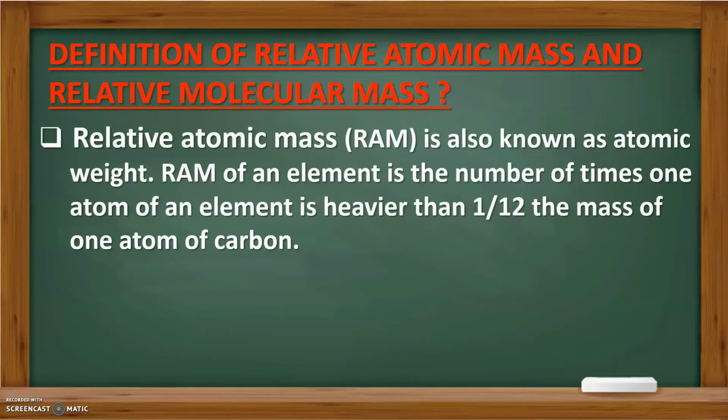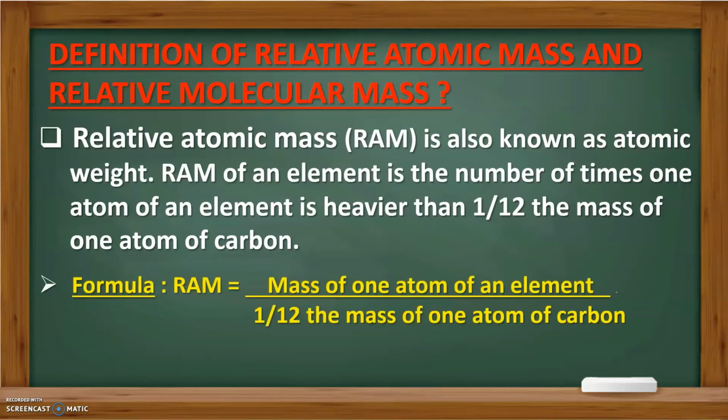Relative atomic mass is also known as atomic weight. The relative atomic mass of an element is the number of times one atom of an element is heavier than 1/12 the mass of one atom of carbon. The formula to find relative atomic mass is the mass of one atom of an element divided by 1/12 the mass of one atom of carbon.